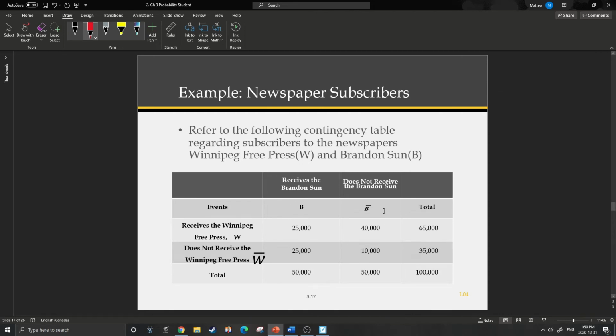Refer to the following contingency table. Yes, these are called contingency tables. They're just tables where we summarize probabilities or numbers that we use for probability. So, little happy face, now we know what a contingency table is.